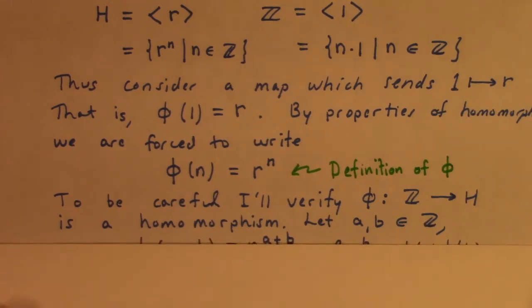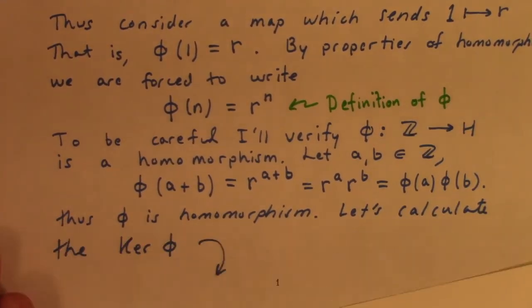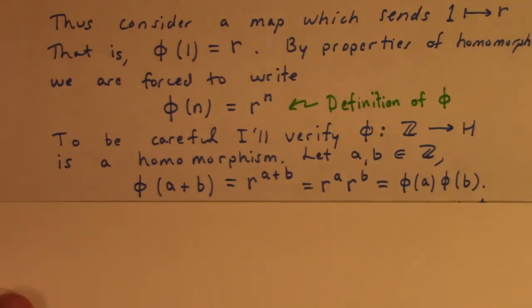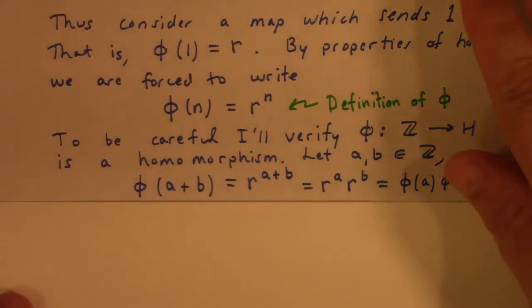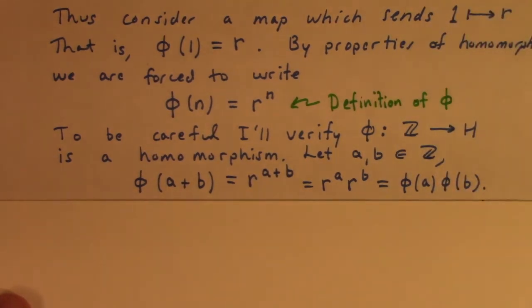So if I take a and b integers, then I need to show that the operation in the domain, which is addition, maps to the operation in the codomain, which in this case is multiplication. And so that's really just properties of exponents in this context. So phi of a plus b is by definition r to the a plus b, but r to the a plus b is r to the a times r to the b, which is equal to phi a times phi b. And there you go, phi is a homomorphism.